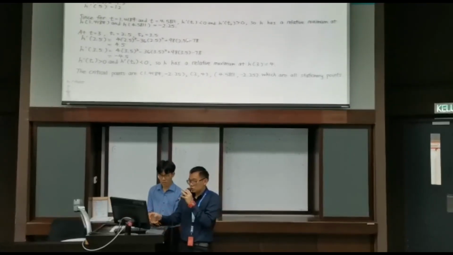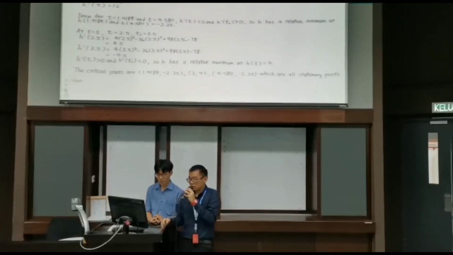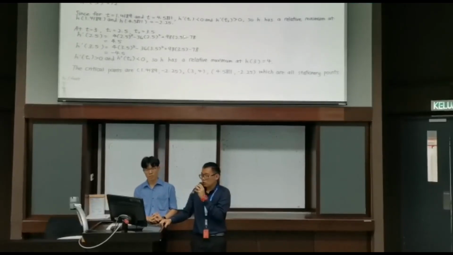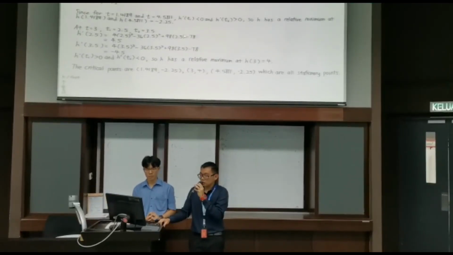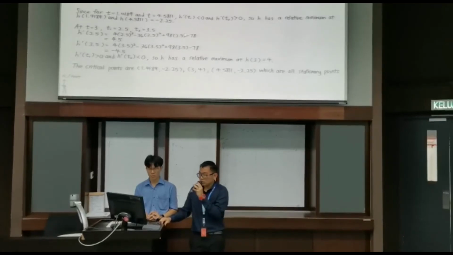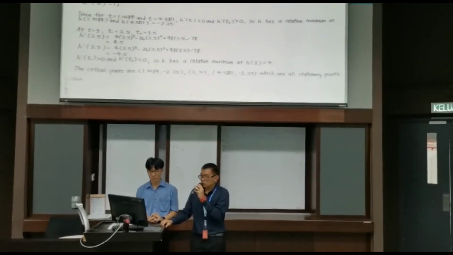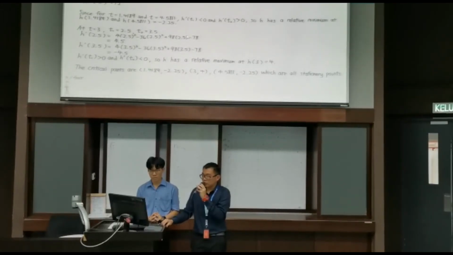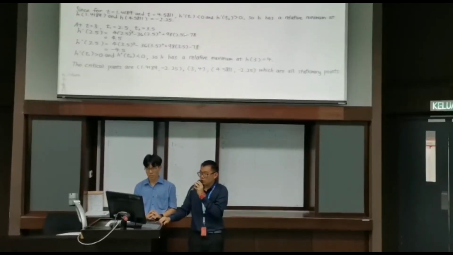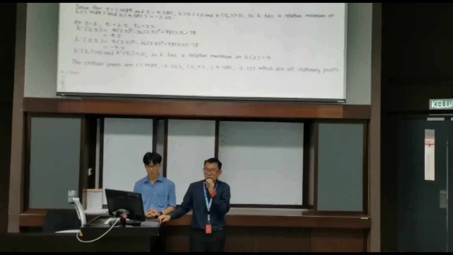And the conclusion is, we get the critical points. The first critical point is 1.4189 and negative 2.25. The second one is 3 and 4. And the last one is 4.5811 and negative 2.25, which are all stationary points.